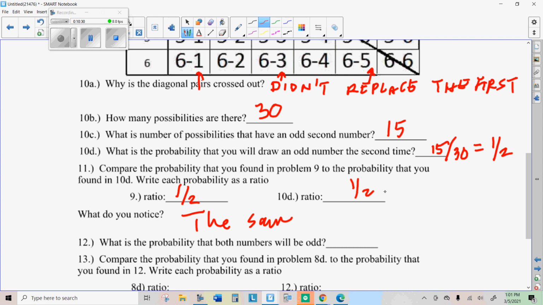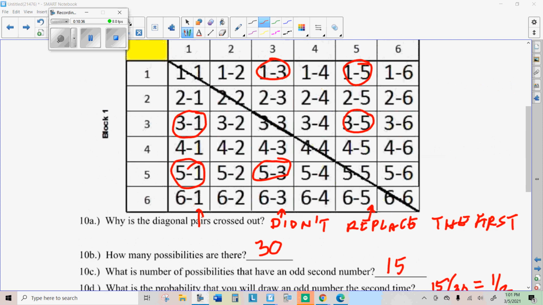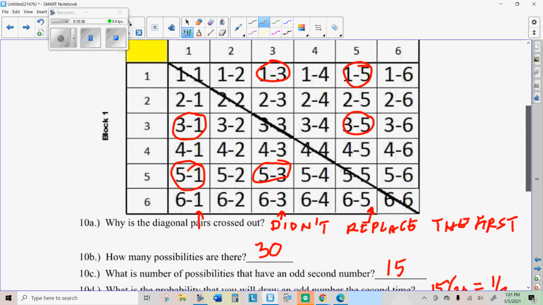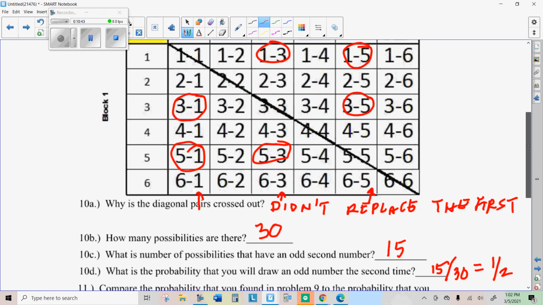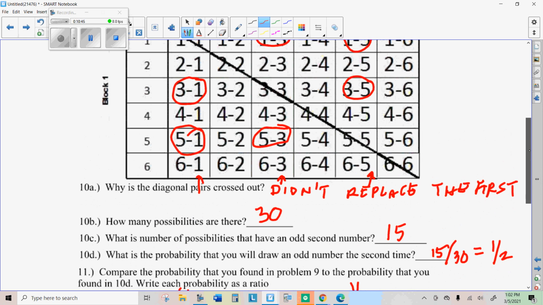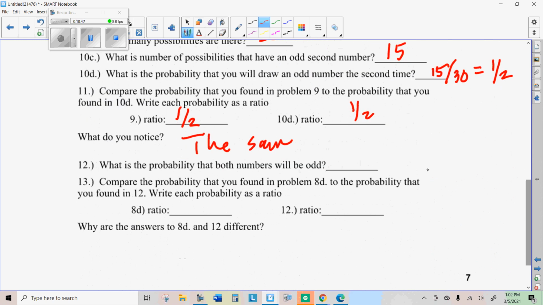So now what is the probability both numbers would be odd? Think about that for a second. Now I thought it would be easier just to circle all those on the chart to help me out with that, and I noticed there were 6 of them where they're both odd. And that's out of 30, which simplifies to 1/5 or 20%.